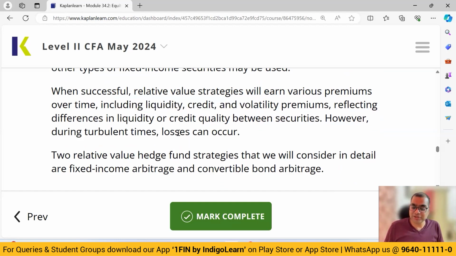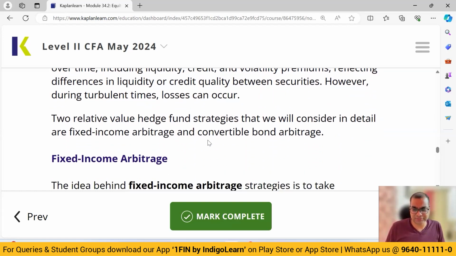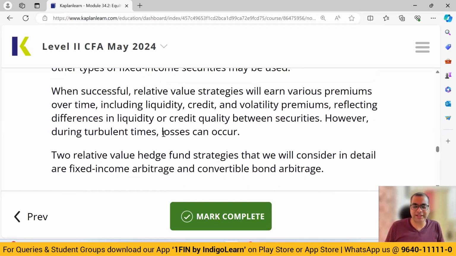Okay. But please go to volatility and write losses can occur during volatile times. Or you can say high volatility. No, not high volatility. I think you should say turbulent time losses, because I don't think volatility is very high in this. Let us see. You just say losses can occur in volatility. That's all.